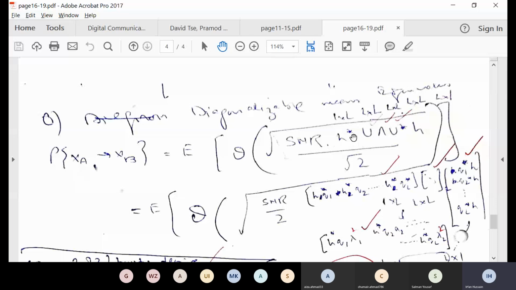Correct. H conjugate will go with Q, then H conjugate will go with Q2. Then H conjugate, and the size will be 1 cross L. So you have a 1 cross L vector, where the whole vector is going with all of those Q's present in the orthogonal matrix. You can also say orthonormal matrix.